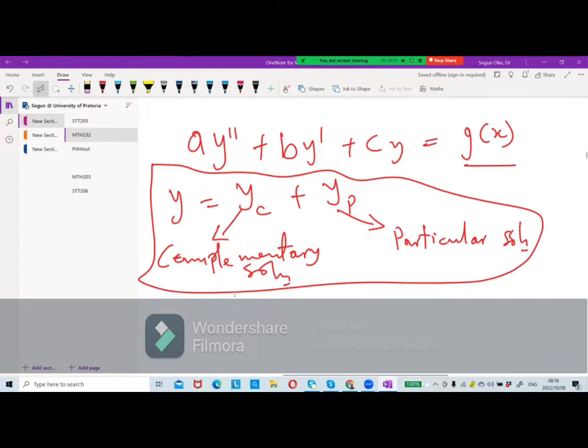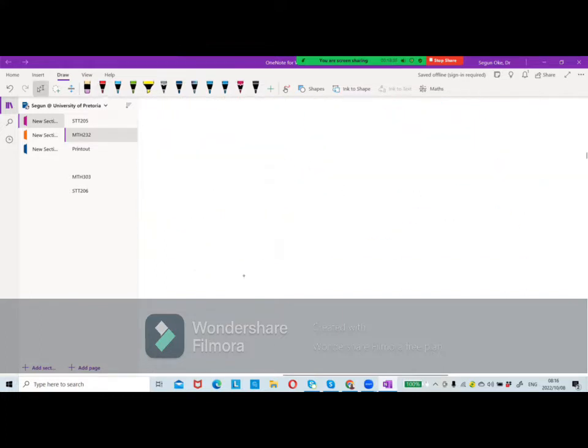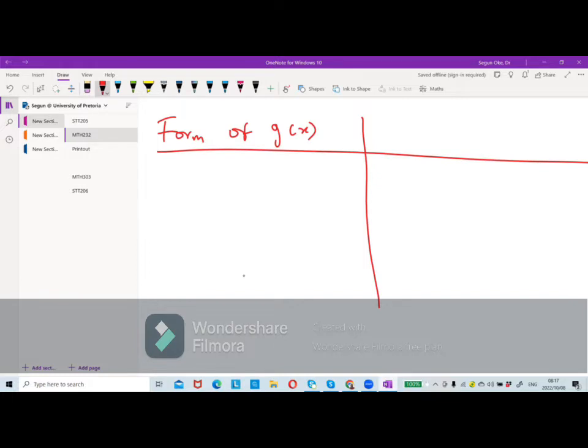Let's say we have g of x. Let's look at the forms of g of x that can occur, because we actually use g of x to solve the whole problem here. Then the form of y particular, that is yp.